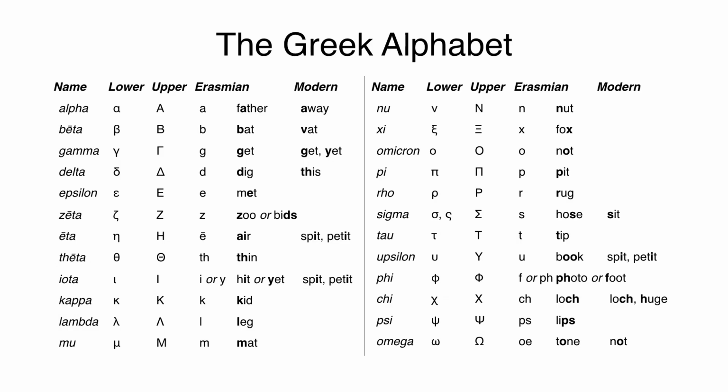Now let's go through them again using the modern pronunciation. Alpha, vita, gamma, delta, epsilon, zeta, eta, theta, iota, kappa, lambda, mi, ni, xi, omicron, pi, rho, sigma, tau, epsilon, phi, chi, psi, omega.